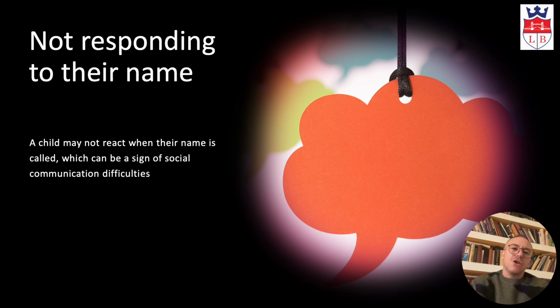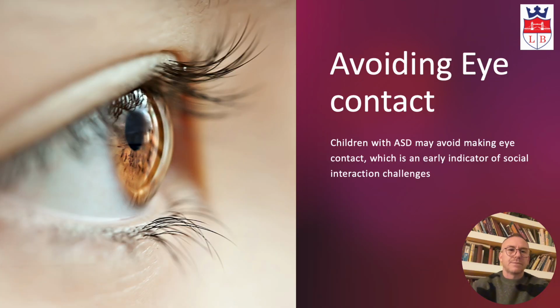And that might be not responding to their name. A child may not react when their name is called, which could be a sign of a social communication difficulty, which of course in turn could be an indicator or a sign that they may be on the autistic spectrum.